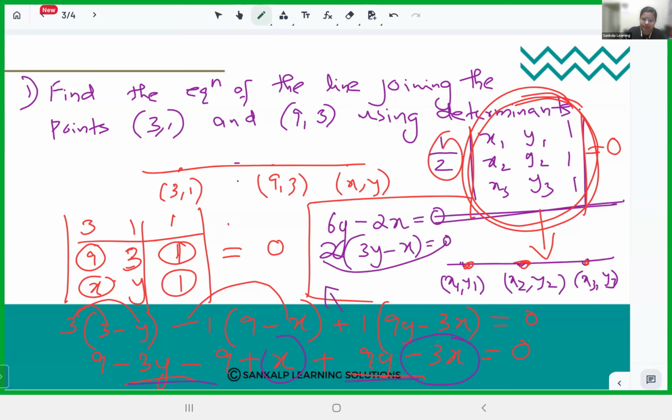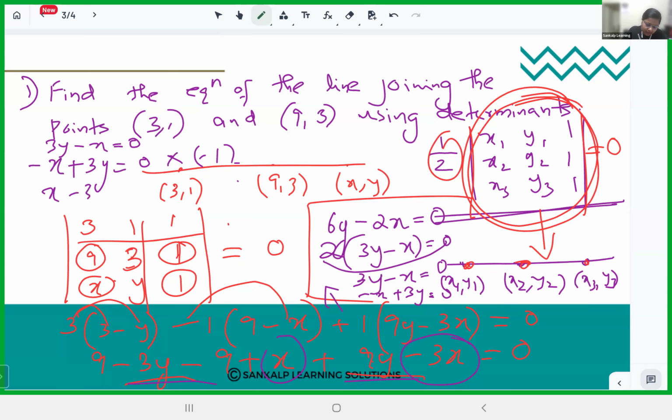So if I take this 2 to the other side, this will become 2 into 0, that is 0, right? So 3y minus x equal to 0. Or else you can write it as minus x plus 3y equal to 0. And if you multiply throughout by minus 1, you will get x minus 3y equal to 0. So what is the equation of this particular line? x minus 3y equal to 0 or x equal to 3y.